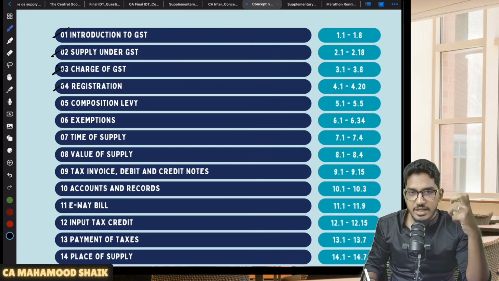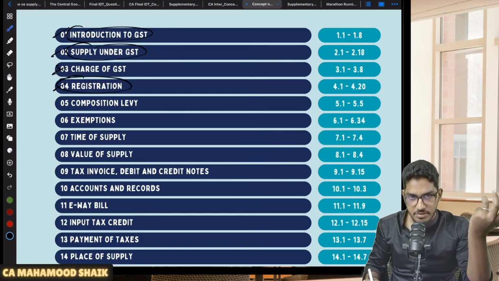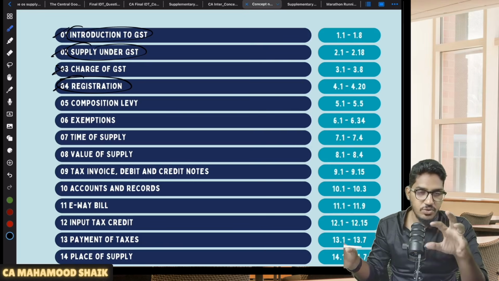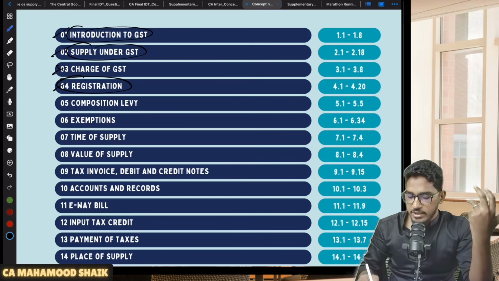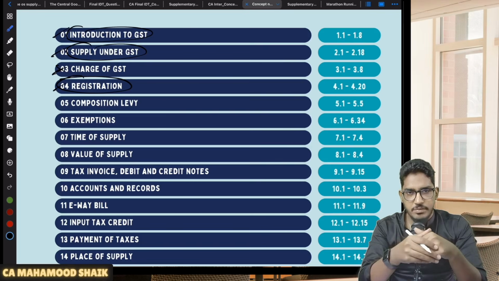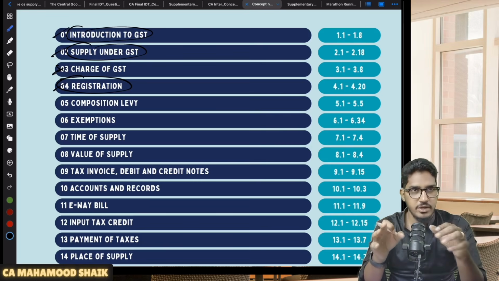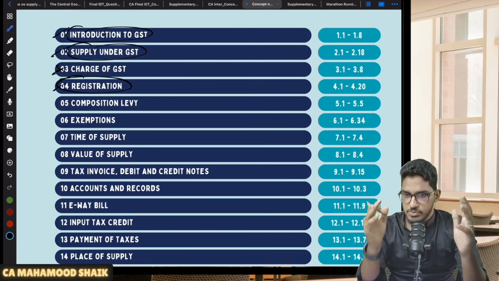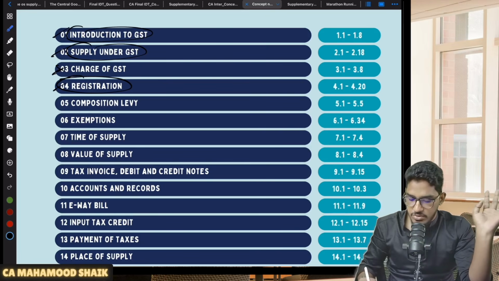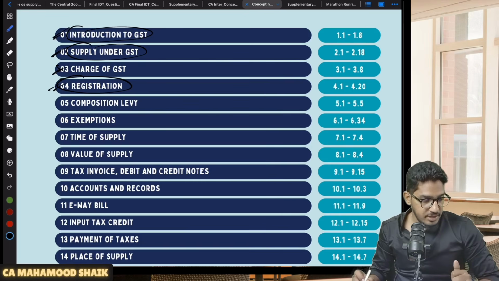We'll mainly try to cover three chapters. One is introduction to GST. Thereafter, we have supply under GST. Thereafter, registration, if the time permits. If any excess time is left after completing these chapters, I will try to take up the charge of GST chapter. We will see how much content we'll be able to cover. I don't want to rush through things to the extent possible. I want to take this session in a calm and composed manner. Primarily, I have the target to complete three chapters: introduction, supply, registration. Very interesting chapters, with a very good amount of weightage. So we'll start with that.